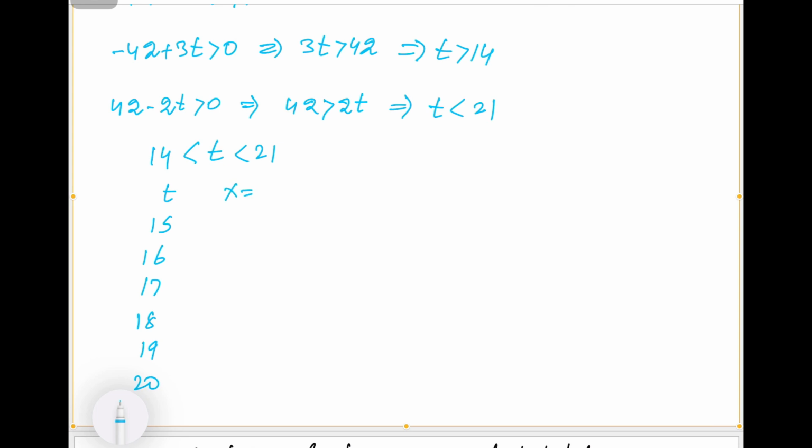And x is given by minus 42 plus 3t and y is 42 minus 2t. So putting 15 we get 3 and y as 12. Putting 16 we get 6 and 10, then 9 and 8, and so on up to 18 and 2. So this is the solution for the first equation.